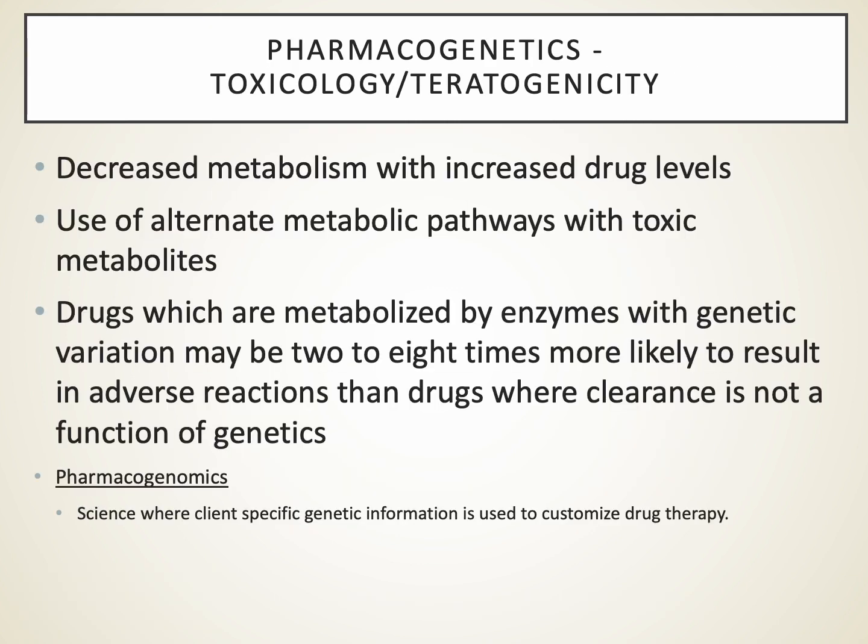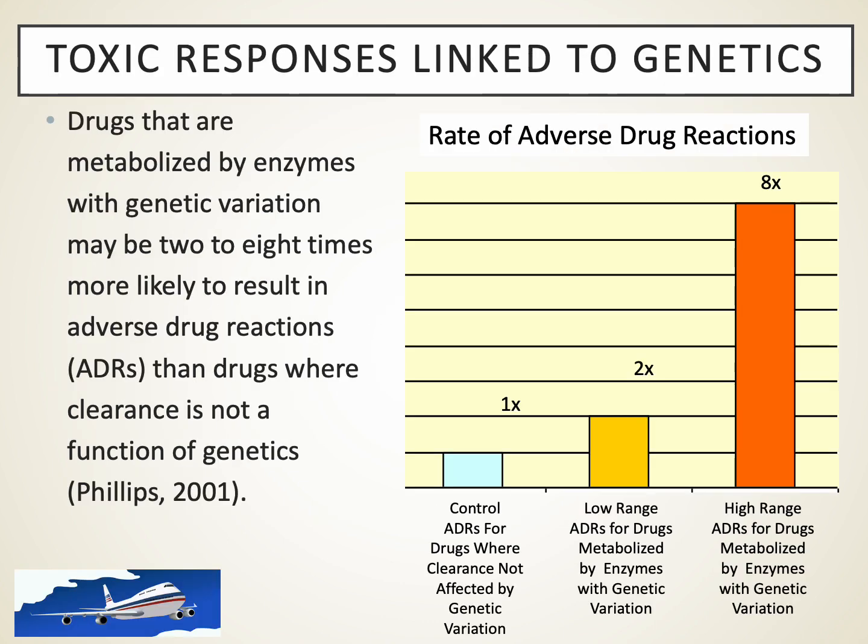We also think about the concept of toxicology, and we alluded to this already, if there is a toxic metabolite in one particular process. And so drugs that are metabolized by enzymes with genetic variation are more likely to result in drug toxicity than drugs that don't have a lot of variation in drug metabolism based on genetics. So here's a study that, again, almost 2 decades old, but enlightening in that it looked at toxic responses to drugs linked to genetics. And for drugs that had a high degree of variation in genetic enzyme metabolism, those drugs were 8 times as likely to produce adverse events than control drugs were.